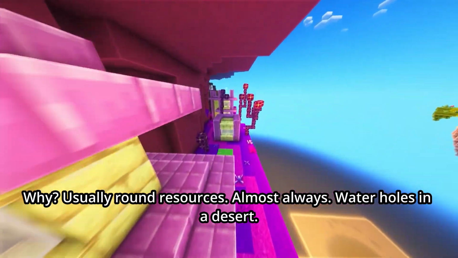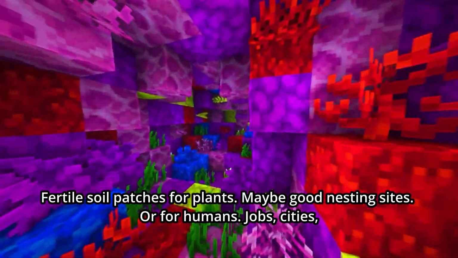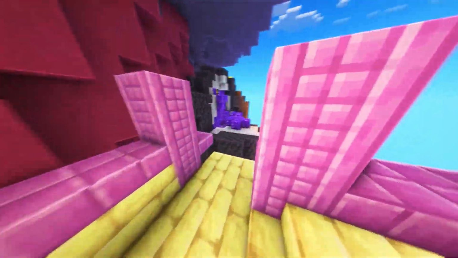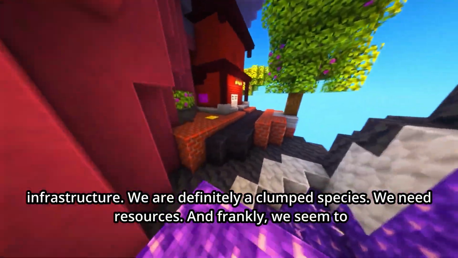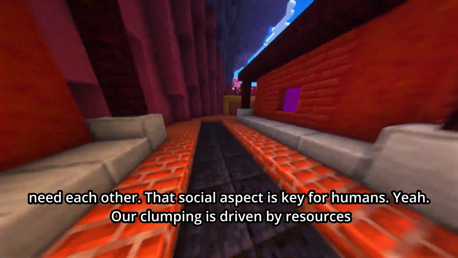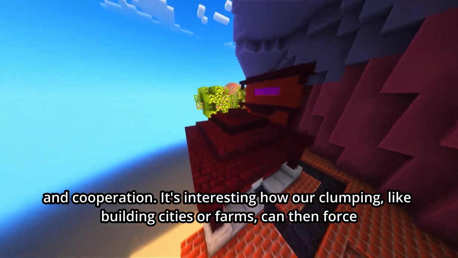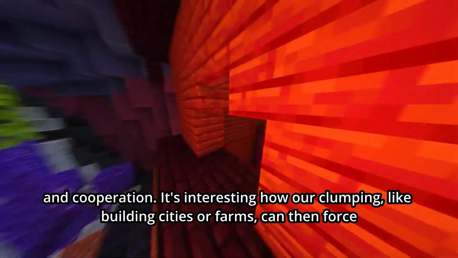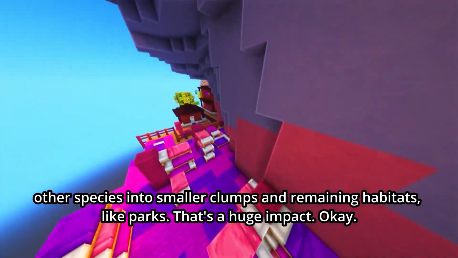Water holes in a desert, fertile soil patches for plants, maybe good nesting sites. Or for humans, jobs, cities, infrastructure. We are definitely a clumped species. We need resources, and frankly, we seem to need each other. That social aspect is key for humans, yeah. Our clumping is driven by resources and cooperation. It's interesting how our clumping, like building cities or farms, can then force other species into smaller clumps in remaining habitats, like parks. That's a huge impact.